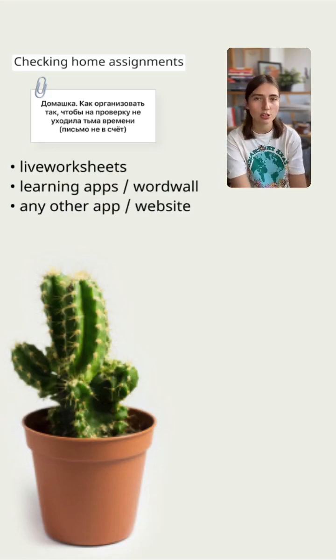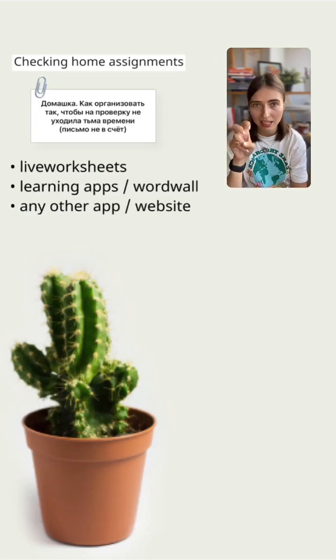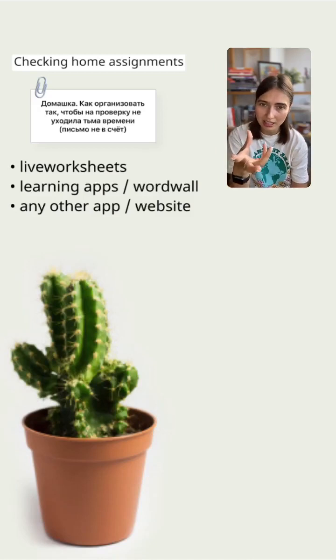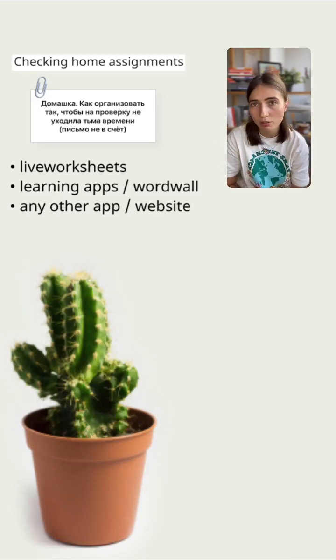I think one thing you can do for sure is use some apps like Live Worksheets, LearningApps, Wordwall, or any other app or website where students get answers right away. So it's basically a self-check thing. You create an activity and then they see their answers right there. So yeah, why not do that?